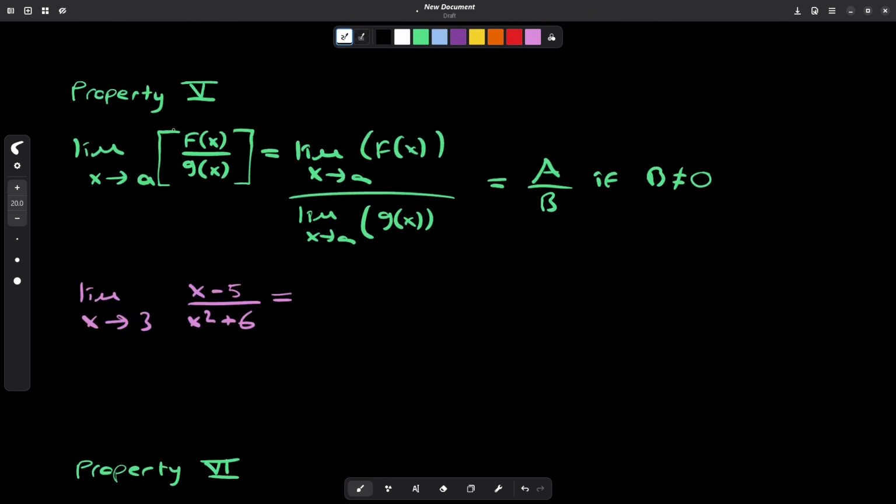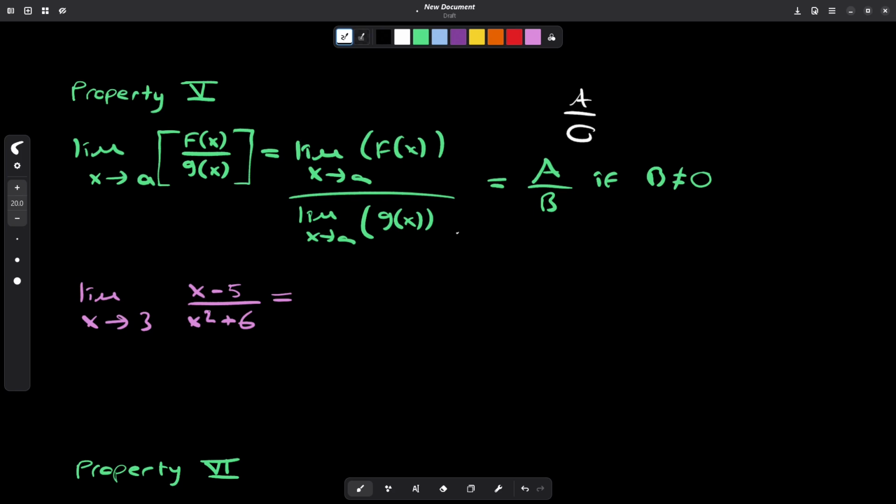Property number 5. If we have a division of two functions in a limit, we can first evaluate limits of these functions separately as x approaches a. Then our limit will be a over b, only if b is not equal to 0. Because if the limit of g(x) as x approaches a is 0, we cannot work with that, right? We did not learn indeterminate forms yet, but we don't know what a over 0 is. From high school, we know that this is undefined.